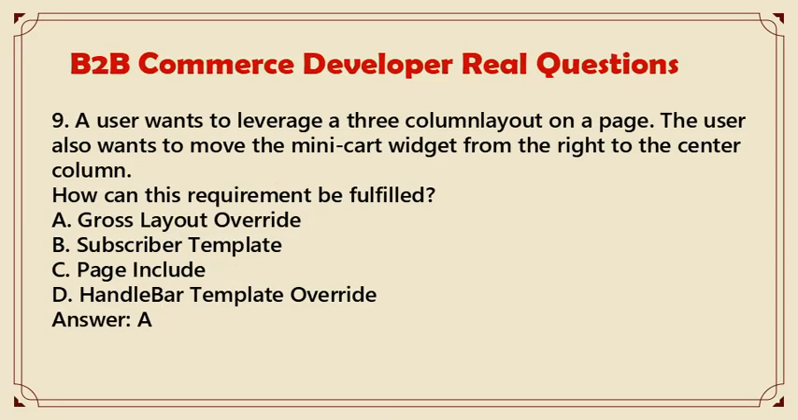9. A user wants to leverage a 3-column layout on a page. The user also wants to move the mini-cart widget from the right to the center column. How can this requirement be fulfilled? A. Gross layout override. B. Subscriber template. C. Page include. D. Handlebar template override. Answer. A.